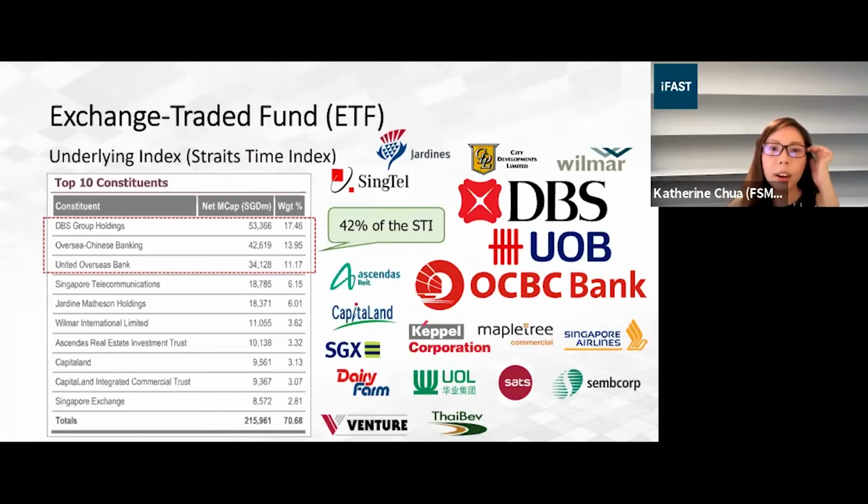So let's say, for instance, we look at the STI index, the Straits Times Index. It tracks the top 30 companies listed on SGX. But do you know that 42% of the index is made up of our three local banks, DBS, OCBC, and UOB? It also means that for every $100 you invest in an STI ETF, more than a third of the portfolio is invested in the financial sector and concentrated within the three local banks. So if you know the underlying index, it will shed light on the types of securities you are being exposed to, and whether it's too concentrated.